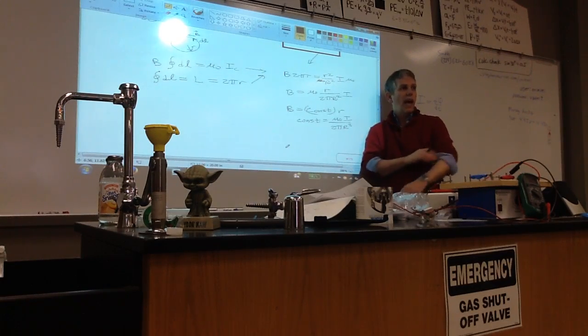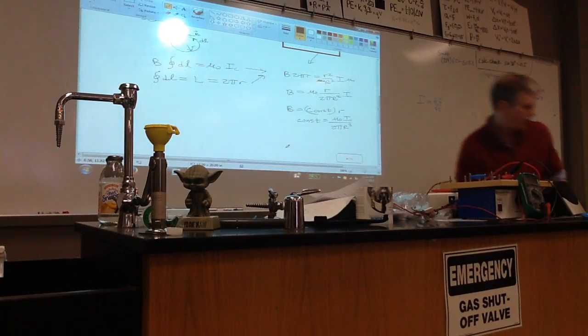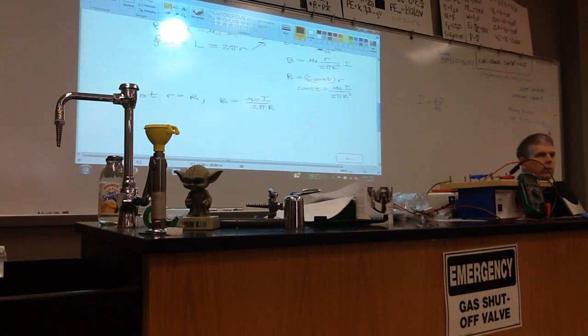And then if I go outside of the wire, then r is on the bottom, because at r equals R, B equals mu naught I over 2 pi big R. Yes or no? Outside, where r is greater than R, B equals mu naught I over 2 pi little r. Because now it's a variable again.